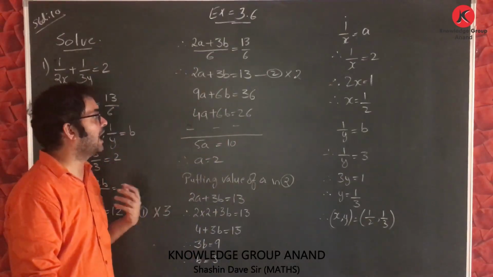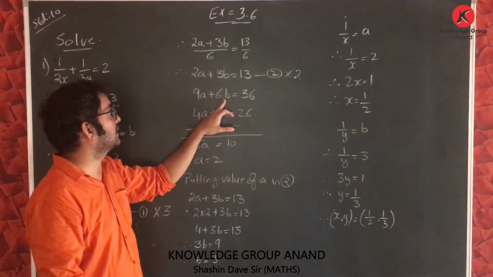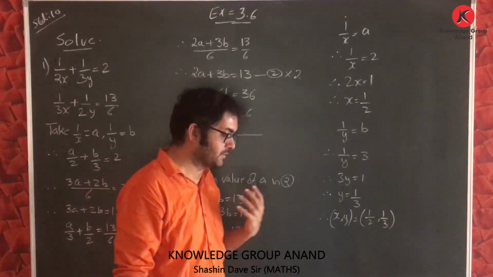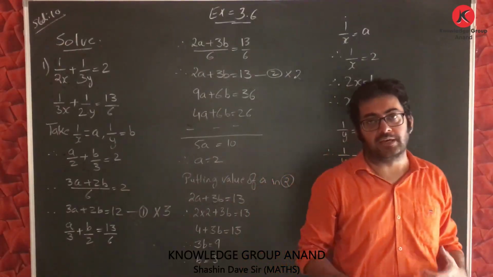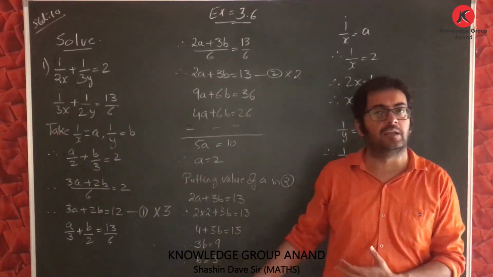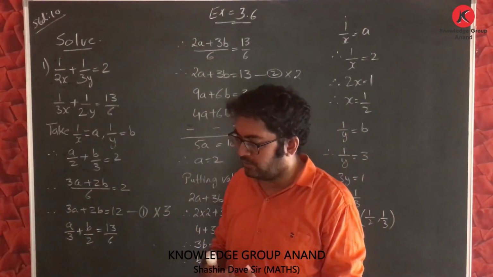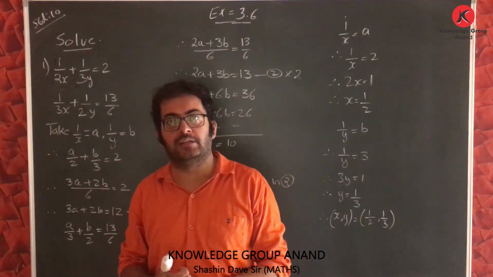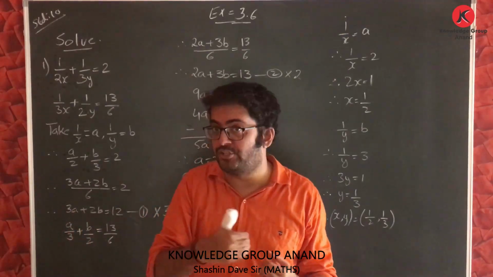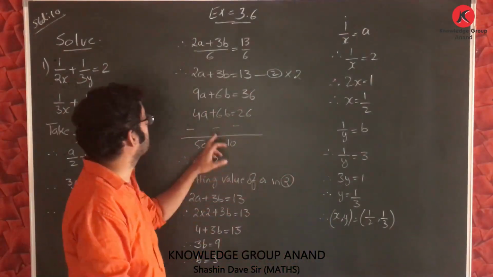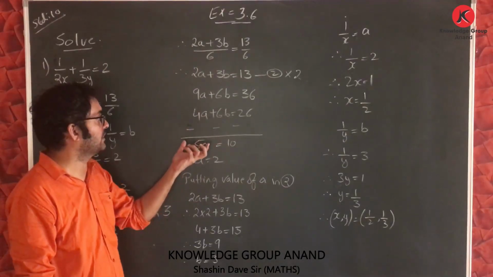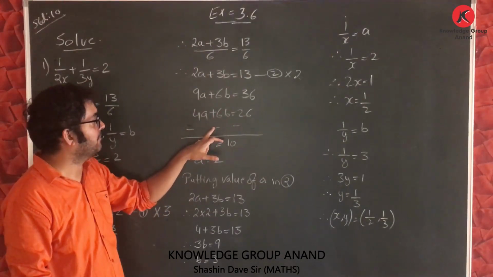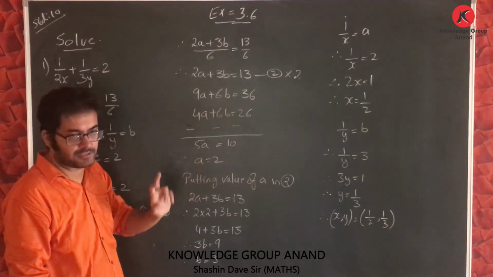Now I have the coefficients of b as same, but their sign is also same. If their sign is same, it cannot be eliminated. So when you get the same coefficients but signs are same, then you change the sign. You will change the sign in the whole equation. So I will change the sign in whole equation number 2. So this plus 4a became minus 4a, plus 6b became minus 6b, and plus 26 became minus 26.